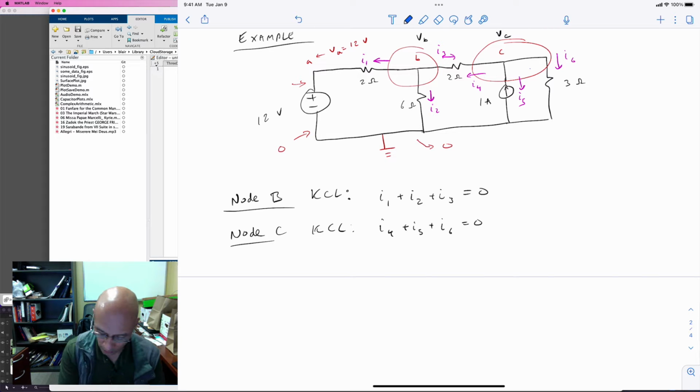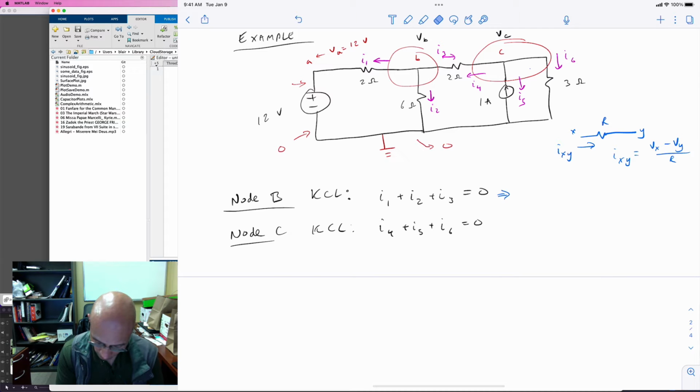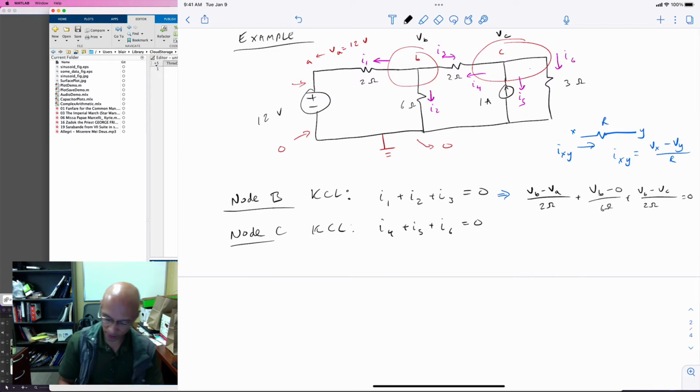The next step is to use Ohm's law to convert these into expressions in terms of voltages and resistances and known currents. We'll use Ixy, which needs to be Vx minus Vy, the nodal voltage at X minus the nodal voltage at Y, over R, the resistor of interest. For I1, we have VB minus VA over 2 ohms. I2 is VB minus 0 over 6 ohms. All those currents have to sum to 0.